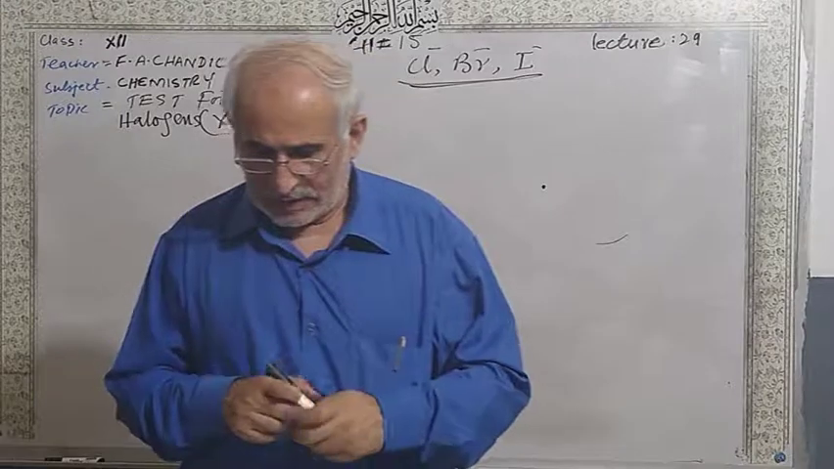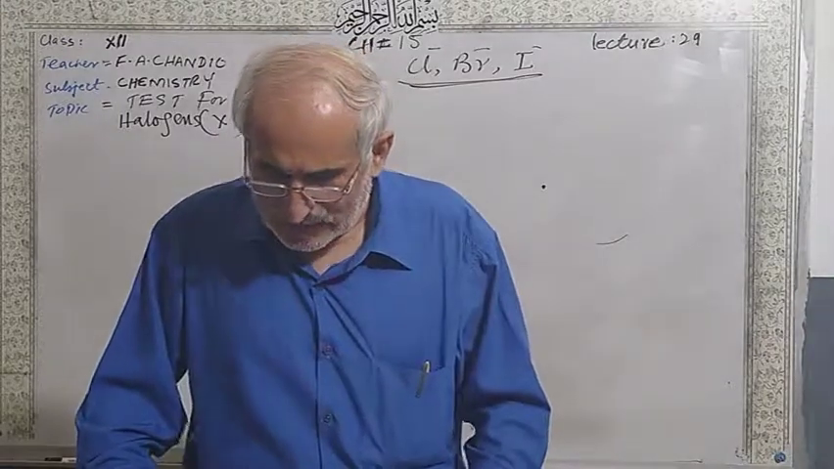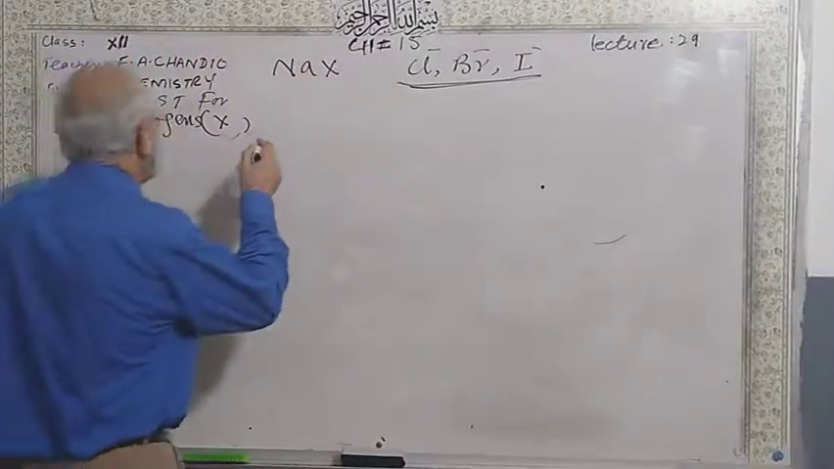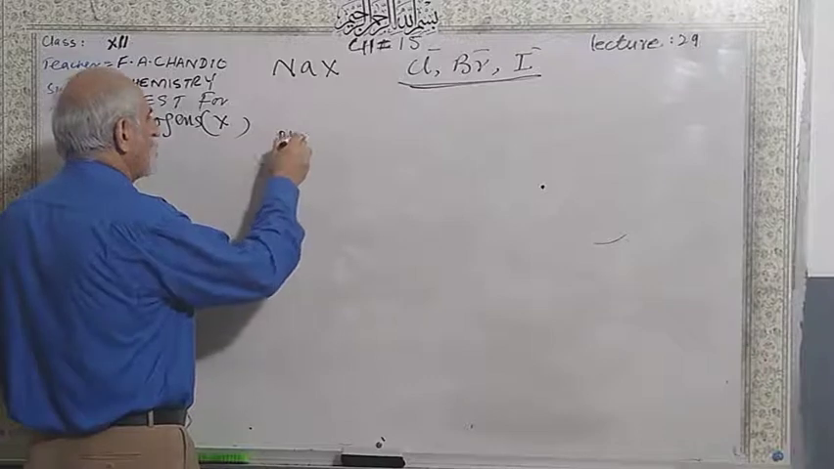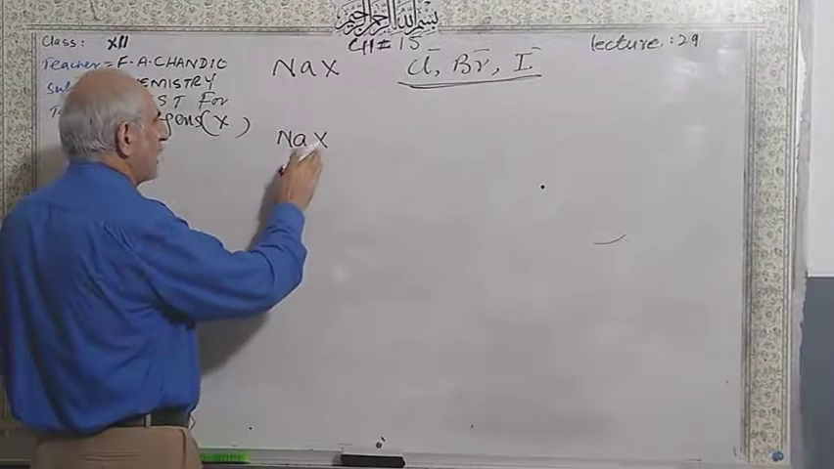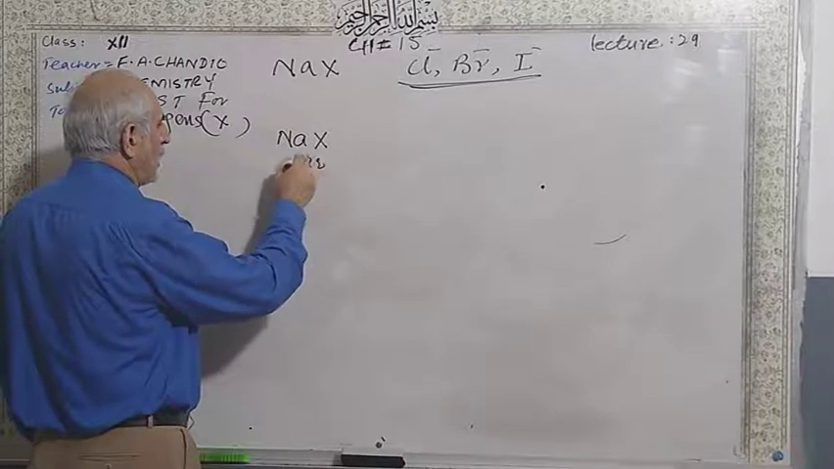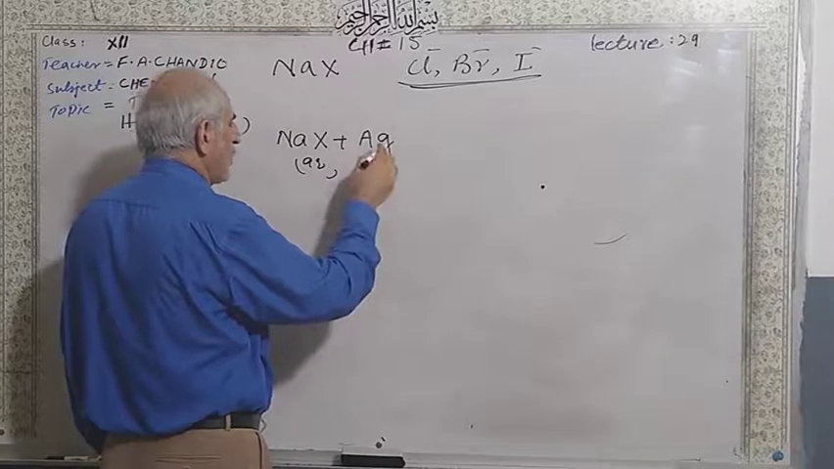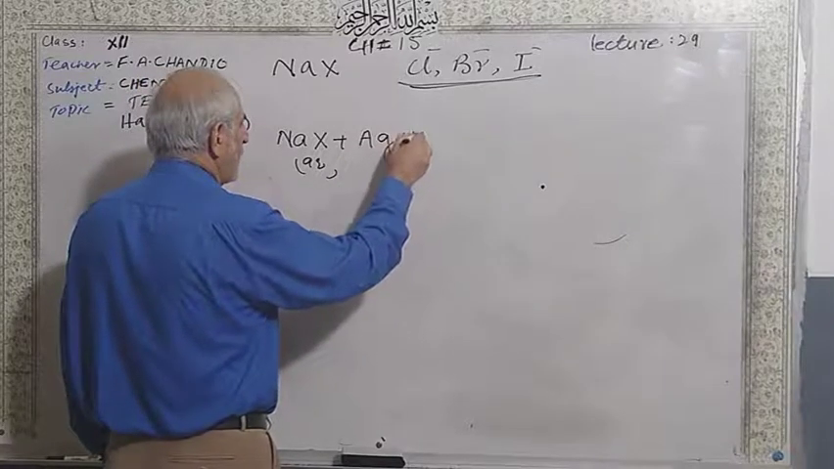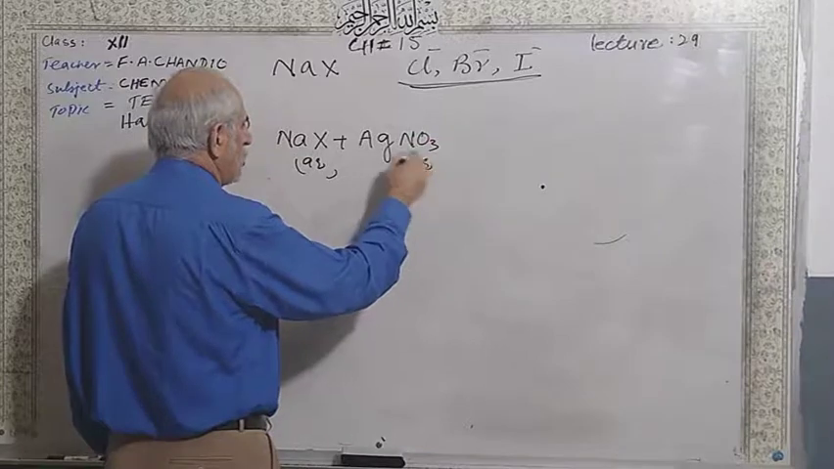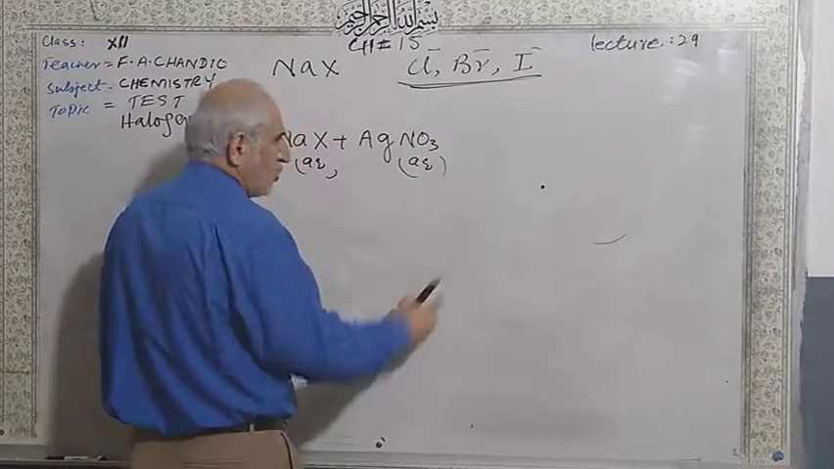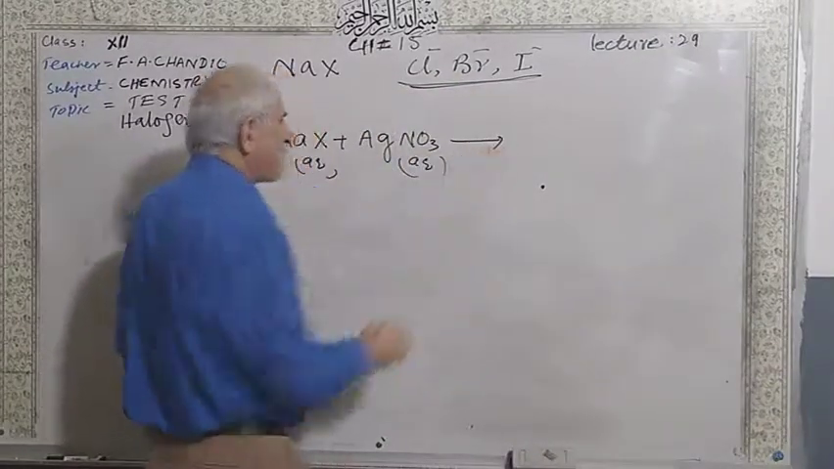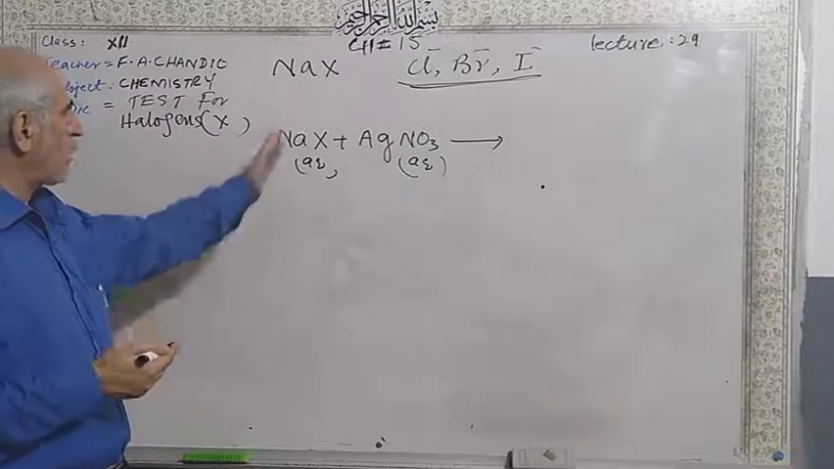Boil it. Expel the cyanide ions after boiling. This is the sodium extract or Lassaigne solution containing halogen, aqueous. Boil, and cyanide ions are going to be expelled. Then you have to add silver nitrate aqueous solution. It is expensive, so you have to use it very carefully. A few drops, it is highly soluble in water. Silver nitrate is highly soluble in water, and you have to add very few drops.